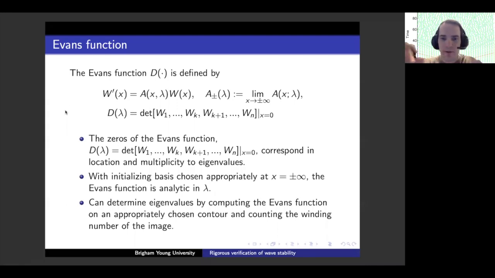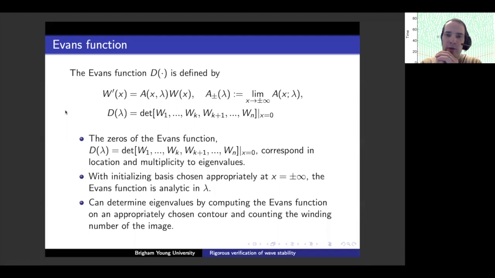The idea of the Evans function is the following. Instead of solving for an eigenvector-eigenvalue pair, we'll solve for a basis of the ODE solution space that is tangent to the unstable manifold at negative infinity, and then we'll solve for another basis that is tangent to the stable subspace at positive infinity. So we'll solve that one in backward time. So we'll solve in forward and backward time from negative infinity and positive infinity to x equals 0, say. And then we'll take a determinant.